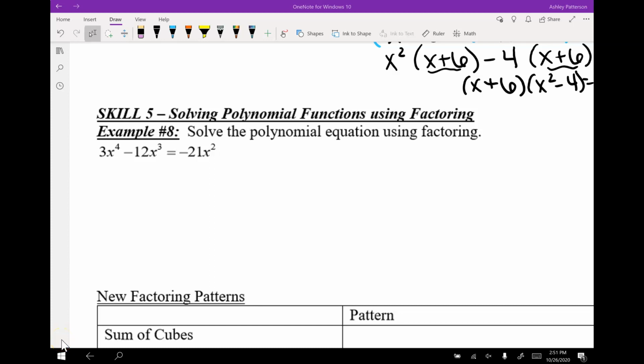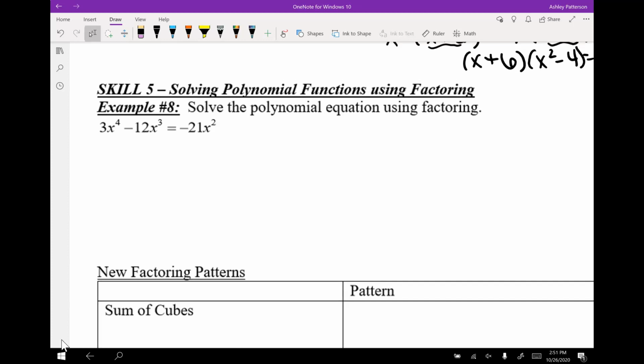Skill 5, solving polynomial functions using factoring. In order for us to solve a polynomial equation, it has to be equal to 0. Again, I know I've said this before, but it's so important. We set it equal to 0 because when we solve, we're solving for the x-intercepts. X-intercepts are solutions, your roots, your zeros. So if I'm an x-intercept, my y-coordinate is 0. So that is why we do that.